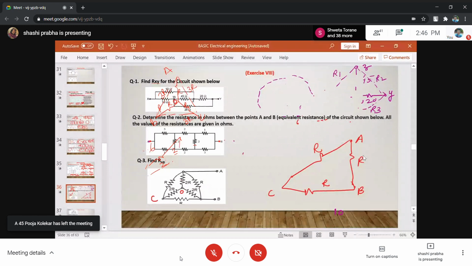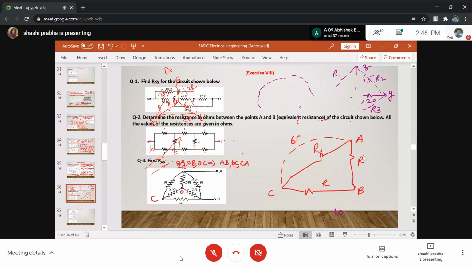I want to convert this into a delta, and each star has each branches 2R 2R 2R. So if I convert this into a delta, which delta we are converting? OA, OB, and OC. I am converting into the delta as AB, BC, and CA. Okay, what is AB? Each branch, ये सब 2R 2R है, तो ये कितना हो गया? 6R 6R 6R. So this is 6R, this is 6R, and this is 6R.